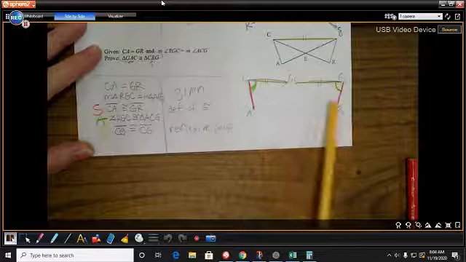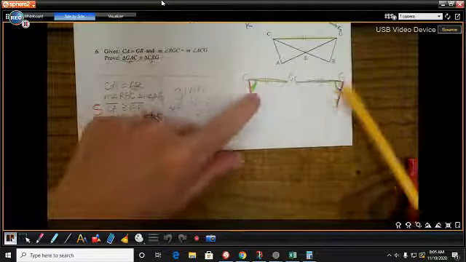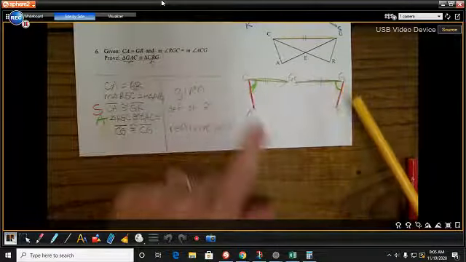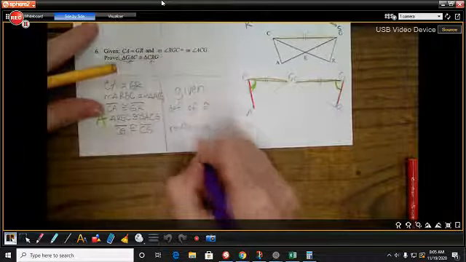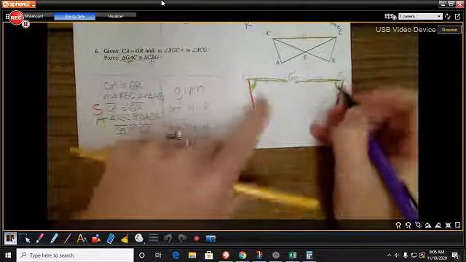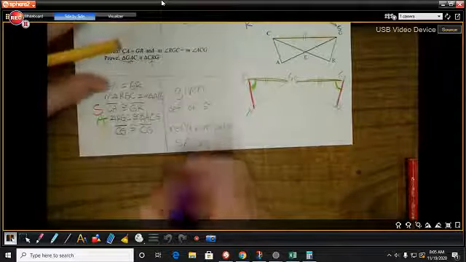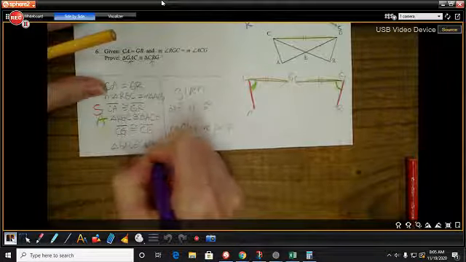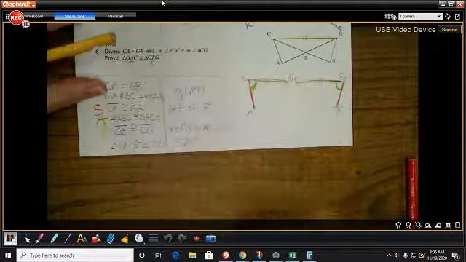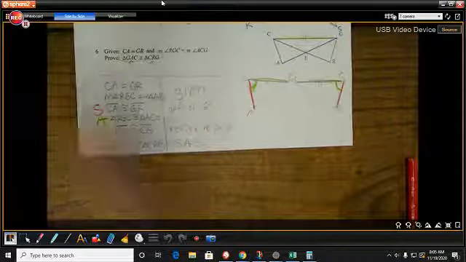So let's see how they're arranged. I have a side and a side in both of my triangles, and then the angle that's congruent is in between them. So I have a side, and then the angle between them is congruent. So therefore, triangle GAC is congruent to triangle CRG by side angle side congruence.